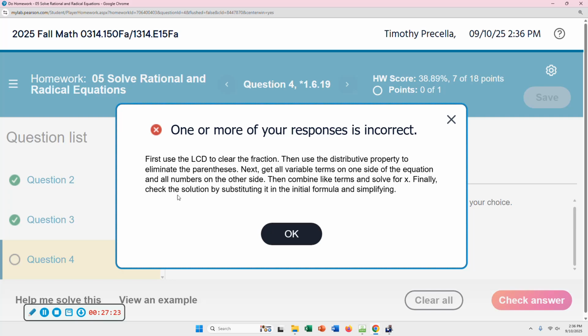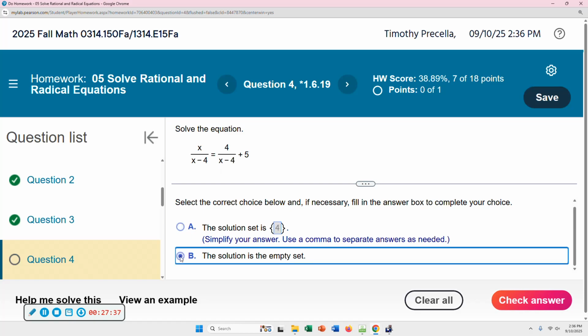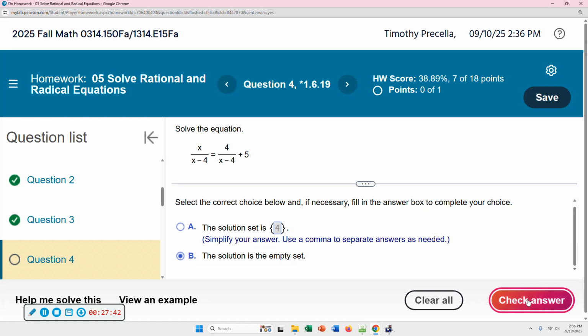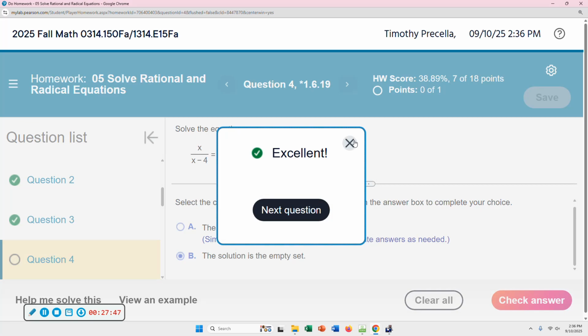See, they tell you check by substituting into the initial formula. Oh, you don't have to plug into everything. All you've got to do is check that denominator. If the number gives you a denominator of 0, you have to discard it. Since we don't have another option, we choose the empty set. Sometimes I'll say no solution. I think I like saying no solution better, but that's not my choice. Any questions there?